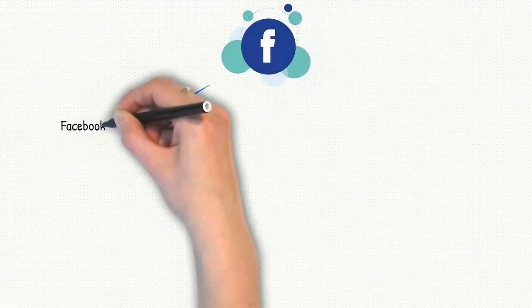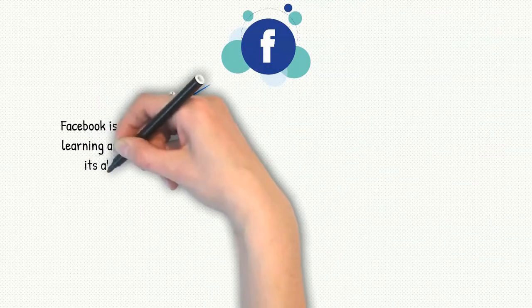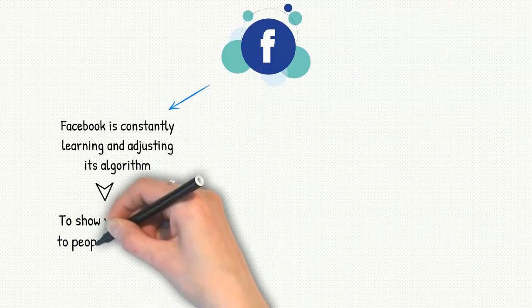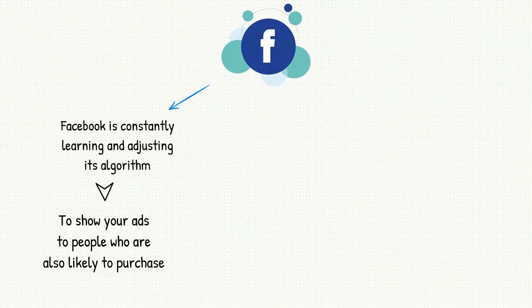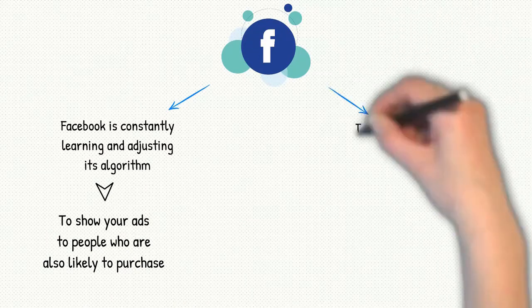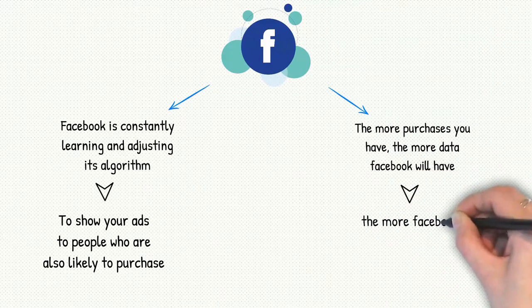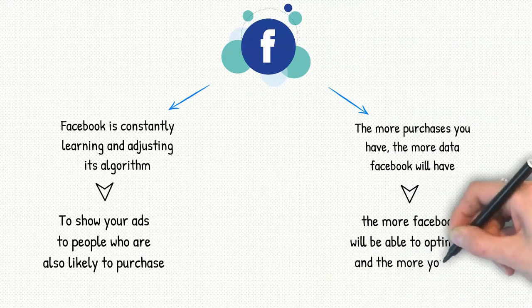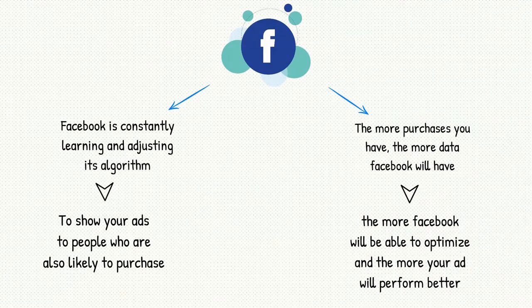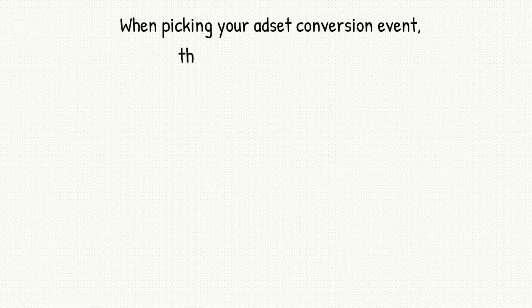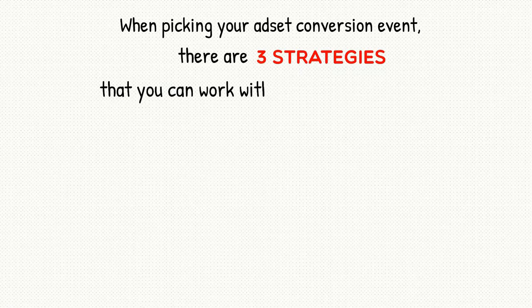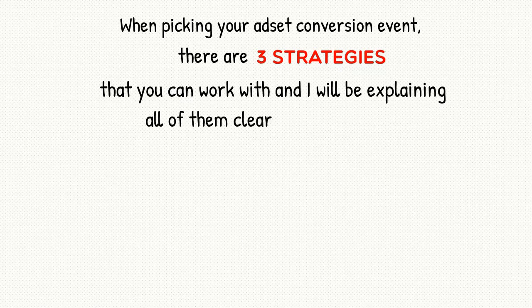Facebook is constantly learning and adjusting its algorithm to show your ads to people who are also likely to purchase. The more purchases you have, the more data Facebook will have, the more Facebook will be able to optimize, and the better your ad will perform. When picking your ad set conversion event, there are 3 strategies that you can work with, and I will be explaining all of them clearly in this lecture.